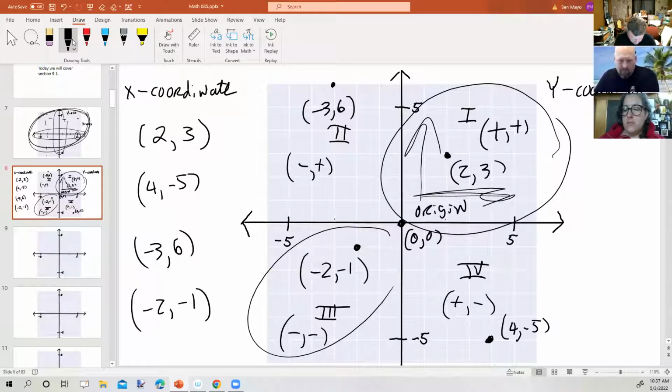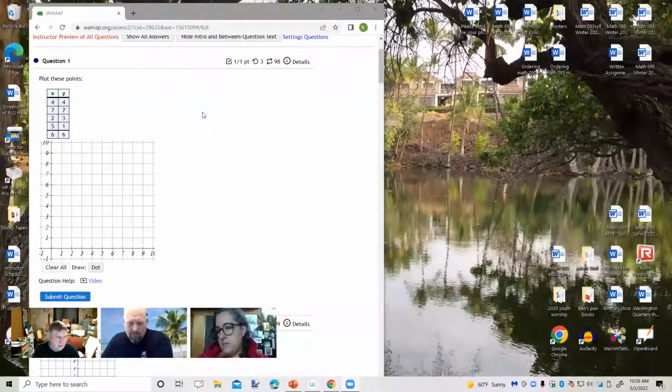Let's go to WAMAP. So let me change my screen here. And can everybody see the WAMAP screen here? Does somebody tell me yes if you can? Yeah. All right, just want to make sure I push the right buttons. It says plot these points. Yes, I knew I forgot something. Let me go back for a minute.